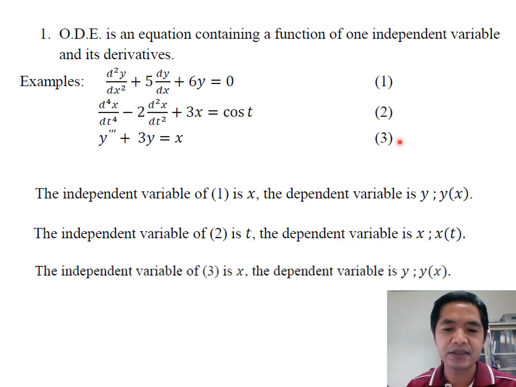And in the third example, here you see y is the dependent variable. It depends on another variable, which is x here. So x is the independent variable and y is the dependent variable. So these are examples of ODE. We have dependent and independent variables.